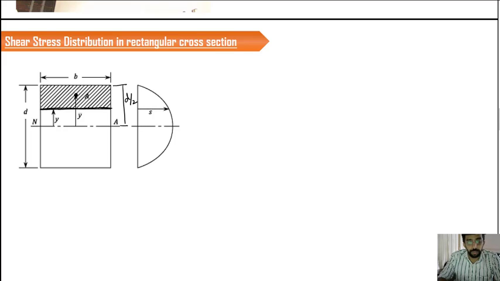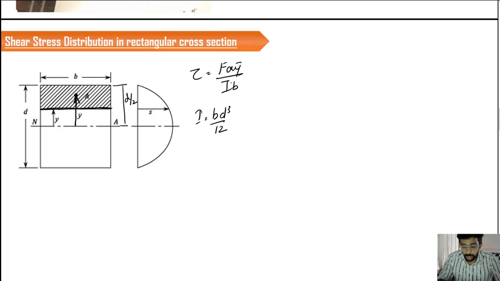This is the centroid of that particular area, and y bar is the distance from the neutral axis to that centroid. So how can we write the value of y bar? The equation is tau is equal to F A y bar divided by I into B. We know the value of I is B d cube by 12. That is for the entire cross section; we cannot change that. And B is B itself. F is the shear force that is available from the shear force diagram. Now we are bothered about A and y bar.